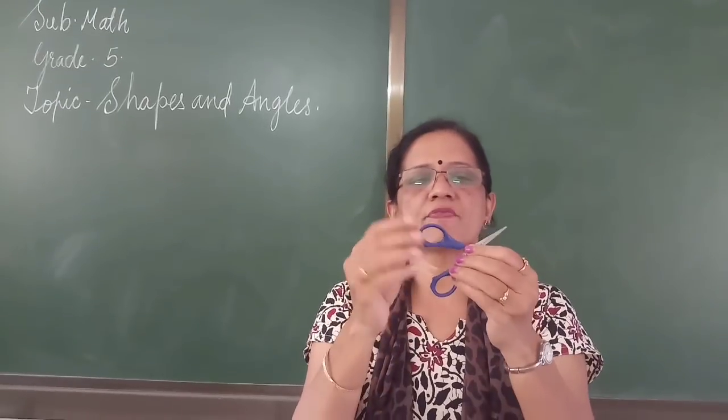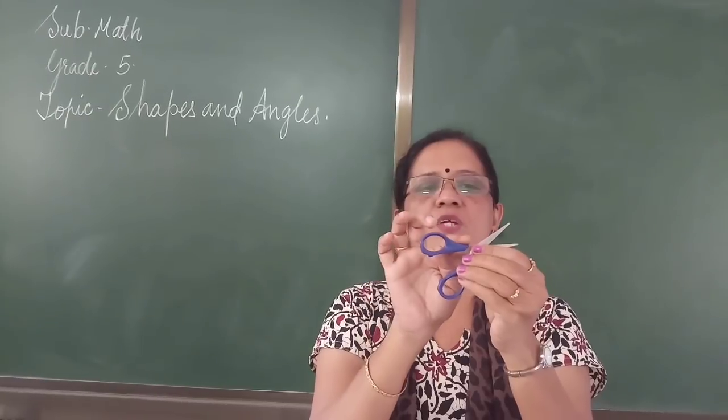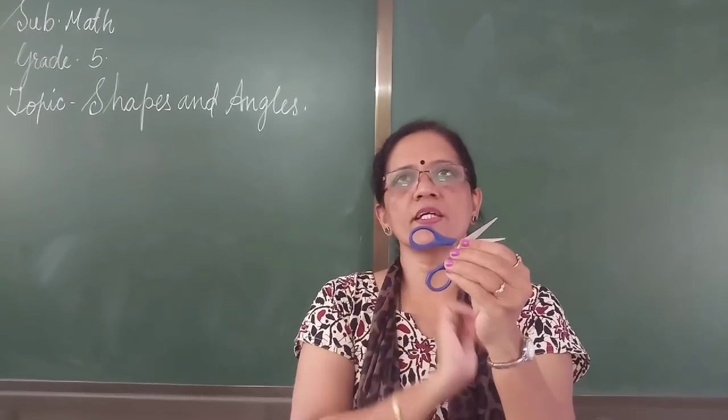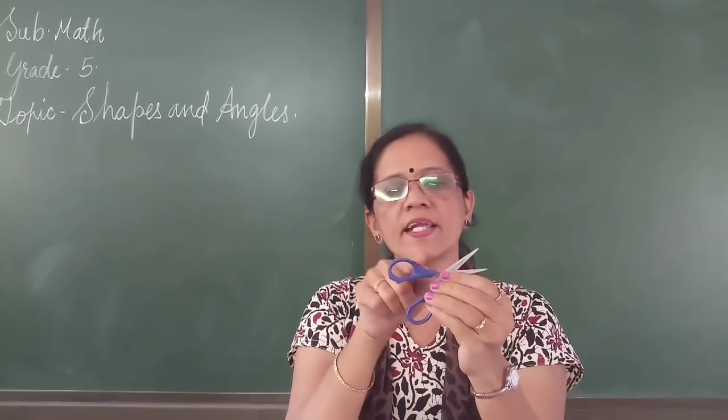Now if I keep my scissor in this manner, I want to identify the angle. If I keep this straight here, I can assume this is a straight one and this is like this. So what do you think? Is it less than or more than? Right, it is more than 90 degrees.